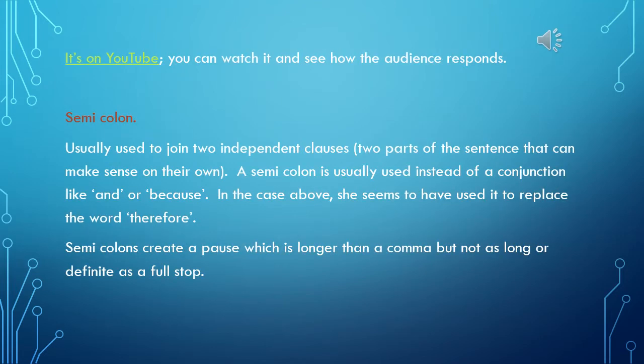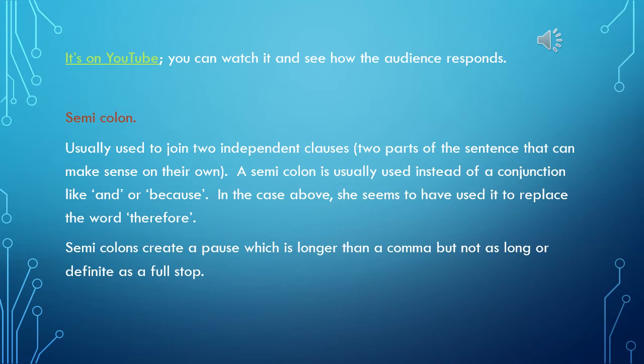So a semicolon, you can see an example of how she's used it here. It's on YouTube; you can watch it and see how the audience responds. Semicolons are usually used to join two independent clauses, and what that means is the two halves of the sentence need to be able to stand on their own. So you should be able to take the semicolon out, replace it with a full stop, and have two sentences that can work on their own. Otherwise, you can't use a semicolon there.